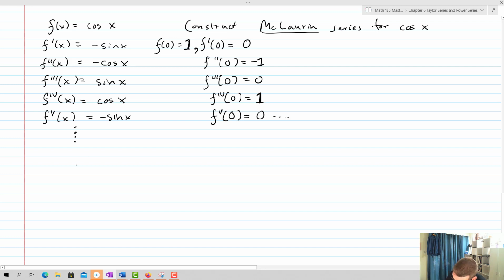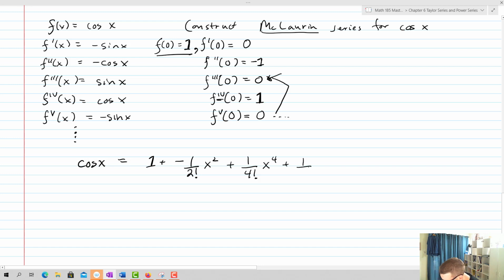So what I'm going to do now is rewrite this. So now cosine x, our function, is going to equal, well, the first coefficient is 1 right here, 1, plus, and this will be negative 1 times 1 over 2 factorial times x squared, plus, and then notice we're going to 0, then we're going to positive 1, and this will be 1 over 4 factorial, right, because remember it's the fourth derivative, so 1 over 4 factorial x to the fourth, minus, because we're going to switch signs again, 1 over 6 factorial x to the sixth, plus dot dot dot, and so on and so forth.